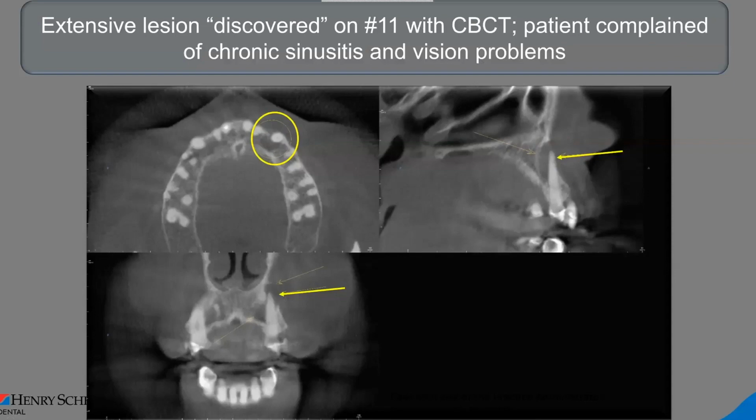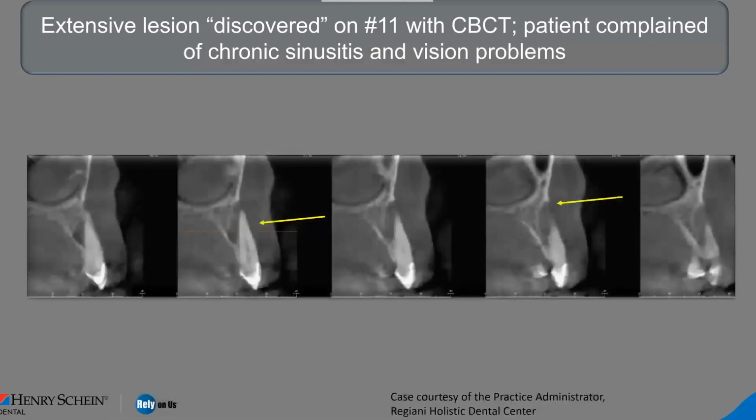In fact, she had complained of sinus problems for over 20 years. More recently, she was having vision problems on that left-hand side. And here we can clearly see we have a large lesion. When we asked her about it, she said, well, she's had no drainage, no pain, no problems with it. I'm not quite sure how it was not loose.